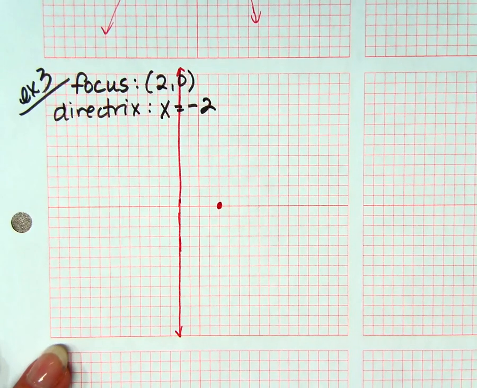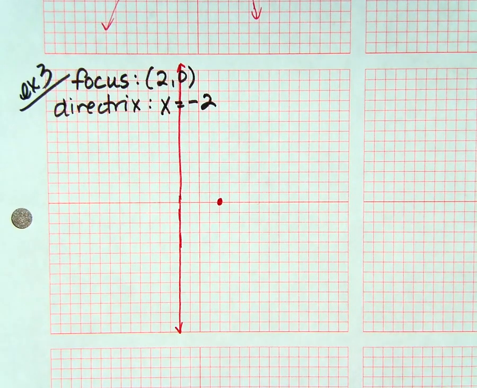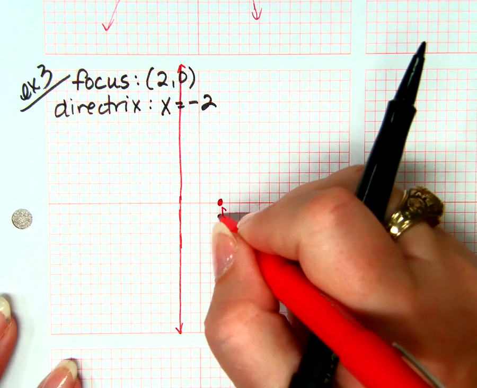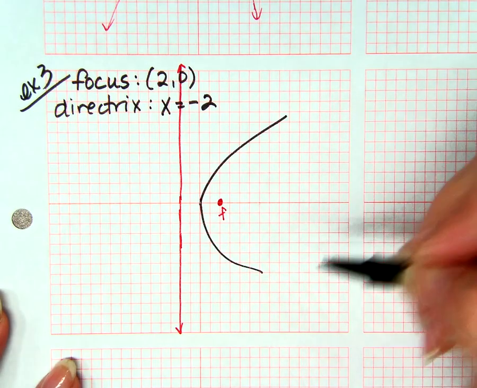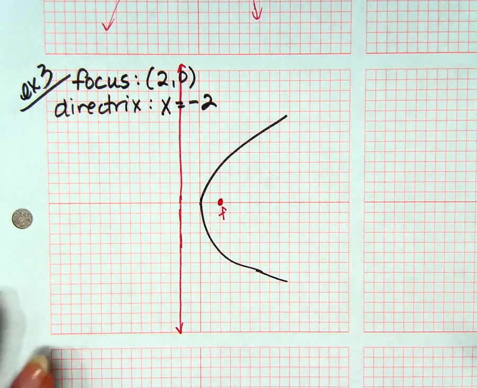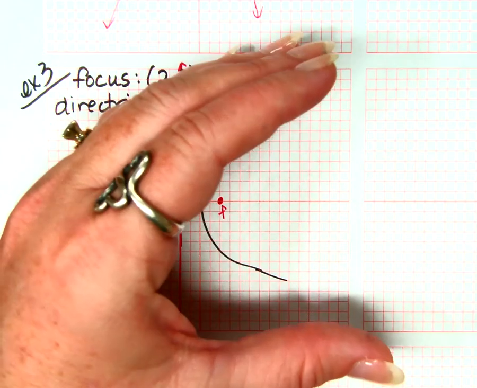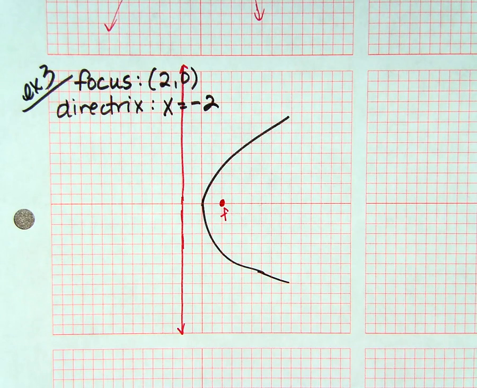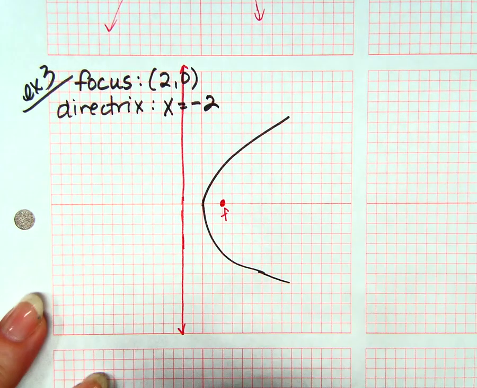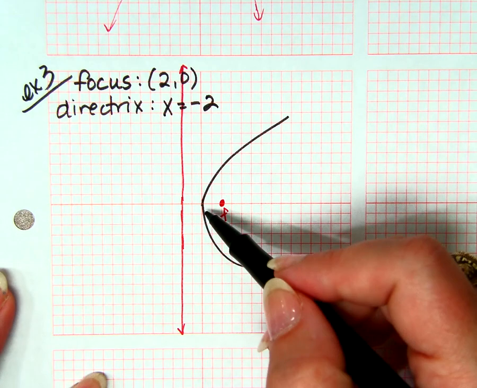So somebody who hasn't talked yet, tell me which direction this opens. To the right? So like this? Doesn't it surround the focus? So it's got to open to the right, right? So wait, how did I just choose where the vertex was? Oh, I just went right in the middle? Okay, good job. So the vertex then is at the origin again. That's nice.